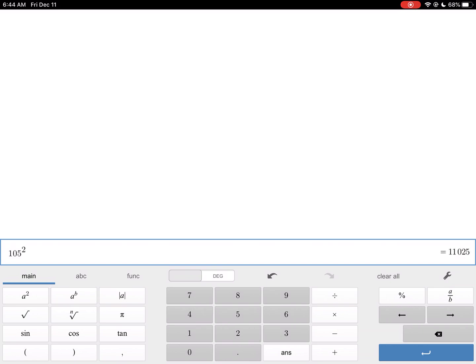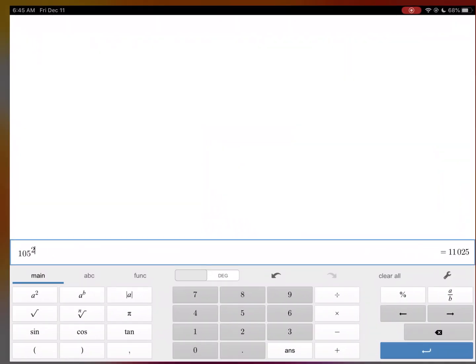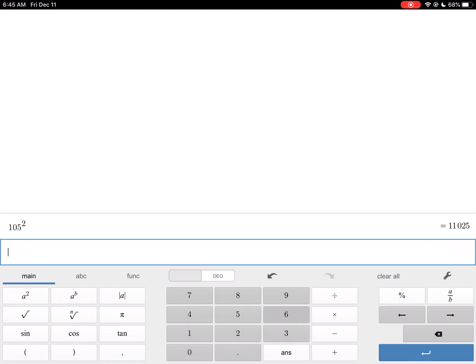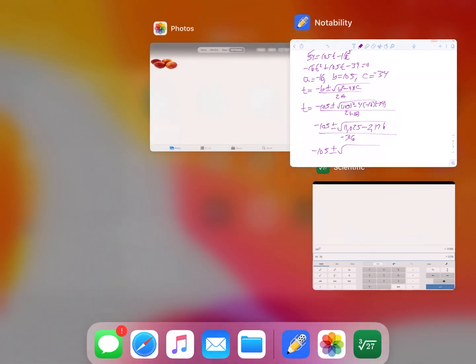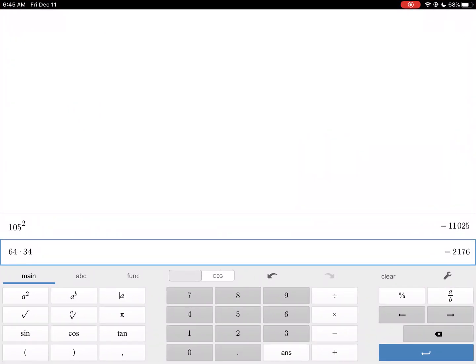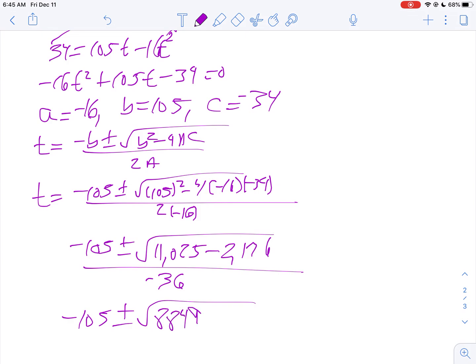and we get 11,025. We're going to multiply three negatives, a negative times a negative times a negative. Well, that's a negative. So minus 4 times 16 times 34. Well, 4 times 16 is 64. So then we're going to take 64 times 34. That'll be 2176. So then I get negative 105 plus or minus the square root of 11,025 minus 2176. We get 8849. All divided by negative 32.